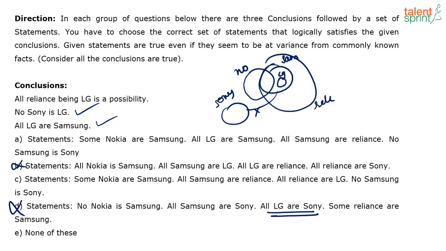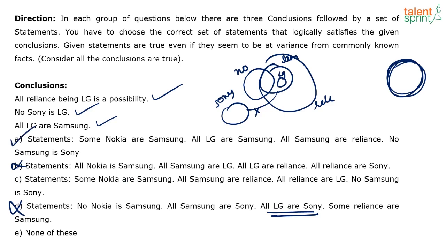All Reliance being LG is a possibility. Yes, that's also true, correct? See, LG, Samsung and Reliance can all be one set, that is, they will be the same set of numbers. That's a possibility, so that is also true. They are talking only about a possibility. Yes, that is a true possibility. So definitely the correct answer is going to be option A.